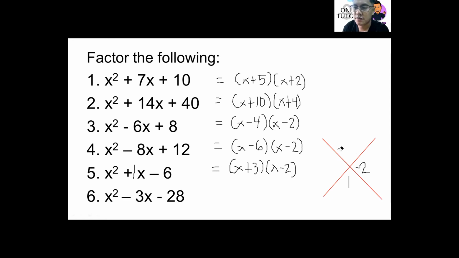Okay, next. The last one. x squared minus 3x minus 28. Okay, so this is negative 28, so put it at the top, and at the bottom is negative 3. If we list the factors of 28, it could be 1 times 28, or 2 times 14, or 4 times 7.